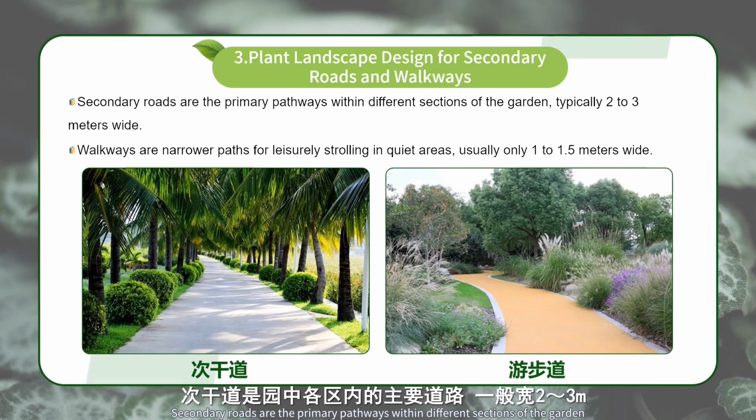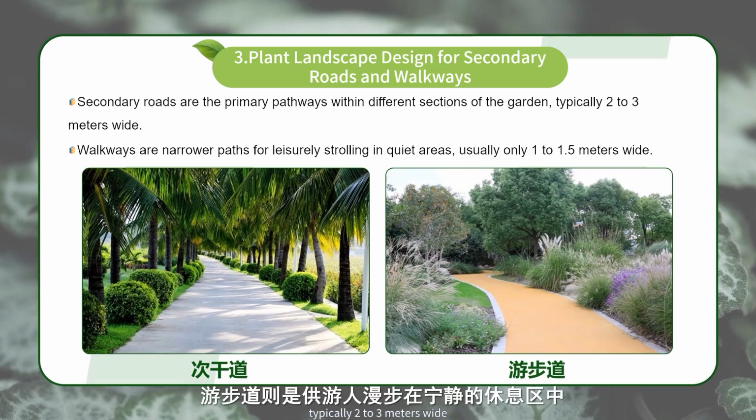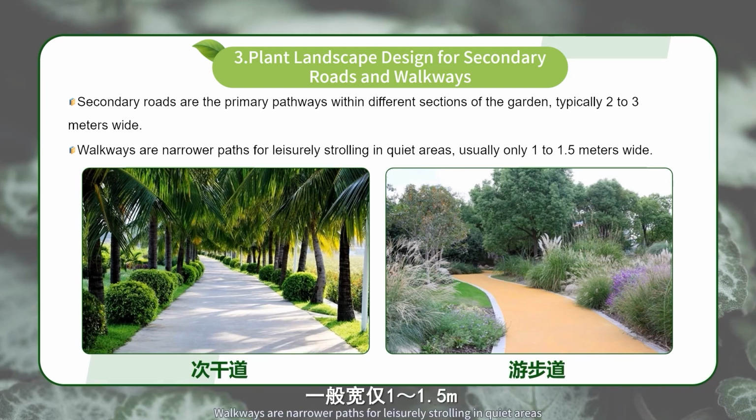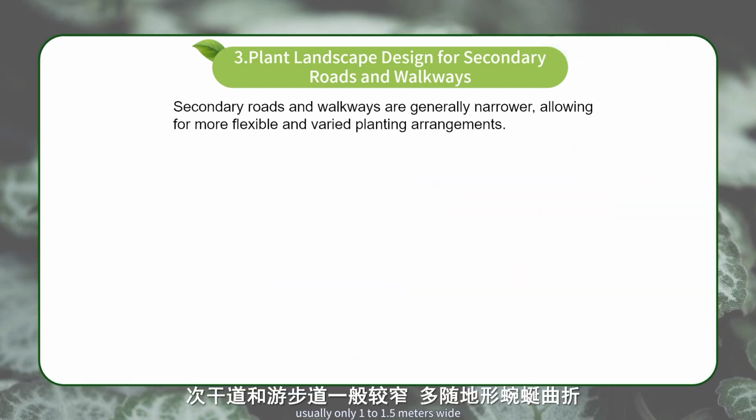Plant landscape design for secondary roads and walkways. Secondary roads are the primary pathways within different sections of the garden, typically 2 to 3 meters wide. Walkways are narrower paths for leisurely strolling in quiet areas, usually only 1 to 1.5 meters wide.